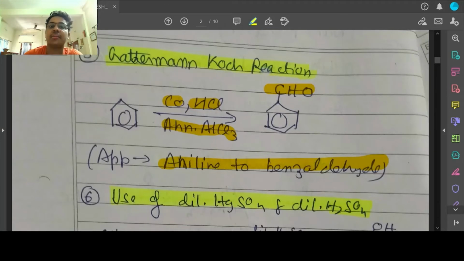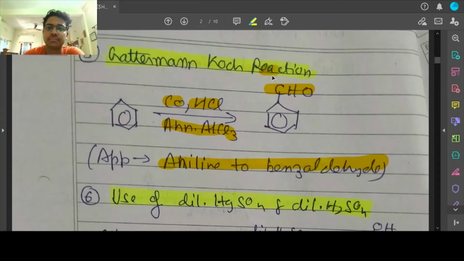That's the Gattermann-Koch reaction. I would say just take a printout of these notes if you don't want to write these things up, and study from here. Go through it once or twice again after this video ends. I will explain the things in the video, but if you are not satisfied, go through the video again, because at the end of the day you need to remember the stuff. So it's your call. Take a printout or take the notes from the PDF. It will help you in the long run.